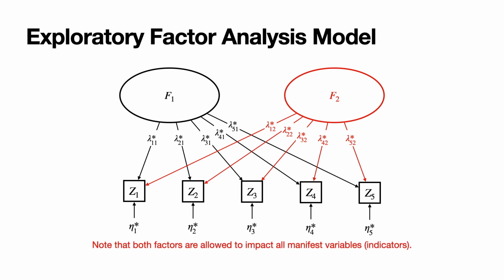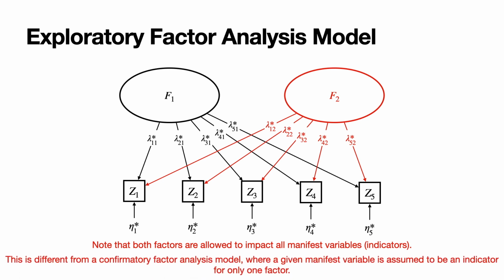Note that both factors are allowed to impact all of the manifest variables or indicators, because emanating from each of the factors, from each of the ovals, we have one-way arrows going to all 5 of the manifest variables. This is different from a confirmatory factor analysis model, where a given manifest variable is assumed to be an indicator for only one factor. In this particular model, each factor is allowed to impact each of the 5 manifest variables or indicators, and so all 5 manifest variables are allowed to be indicators of both factors. That is very, very different than a confirmatory factor analysis model.